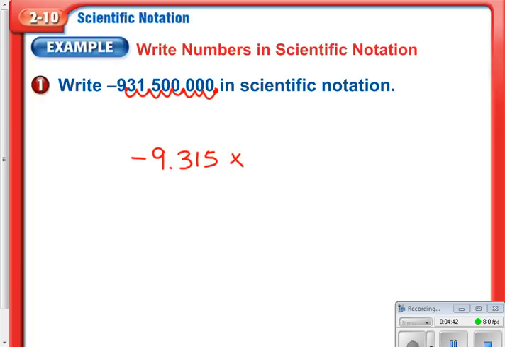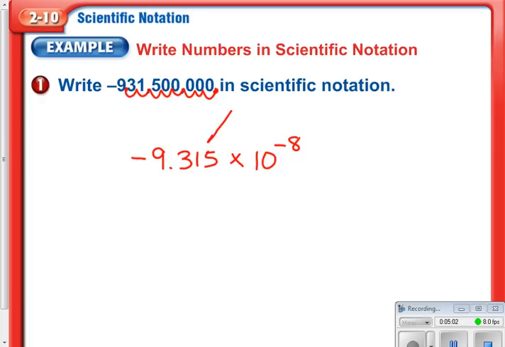Times 10. Now we need to think of the power here. Well, we moved this 8 times. Now you need to determine, is this going to be positive 8 or is it going to be negative 8? And that's what we need to determine. So let's say we think it's negative 8.